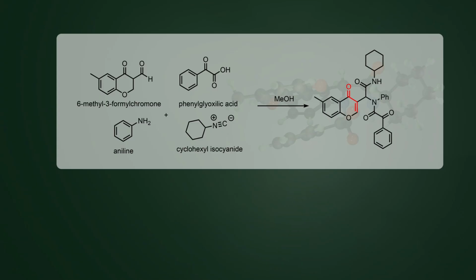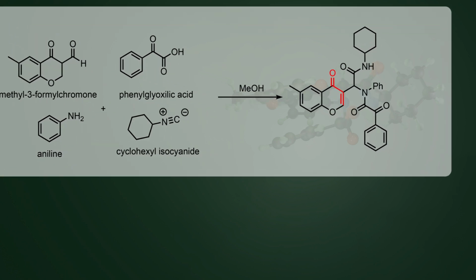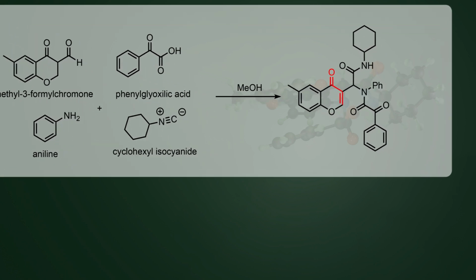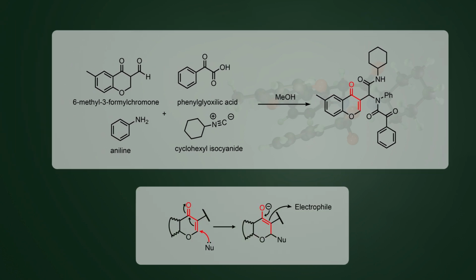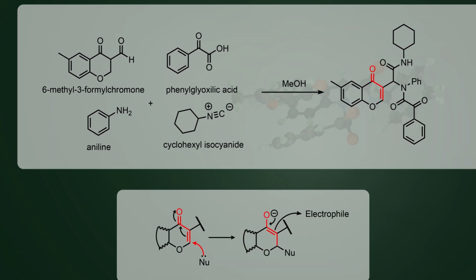First off, the authors carried out a reaction between 6-methyl-3-formyl-chromone, aniline, cyclohexyl isocyanide, and phenylacetic acid in methanol as a solvent. Stirring the mixture at room temperature gave the expected Ugi 4-component product. The mechanism is exactly the same as described before. This molecule consists of a chromone skeleton, which has electron deficiency in 2 positions. So the addition of nucleophiles to this position generates a negative charge on position 3, which can be trapped with electrophiles.